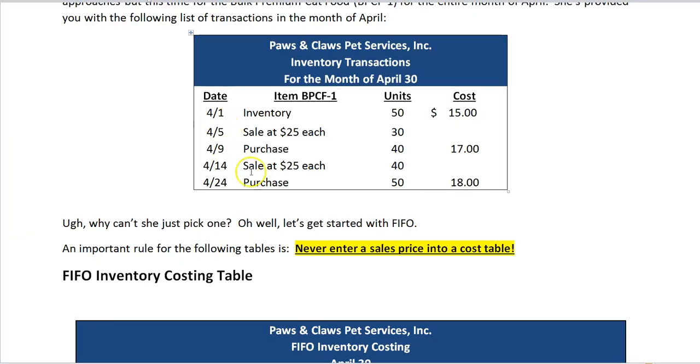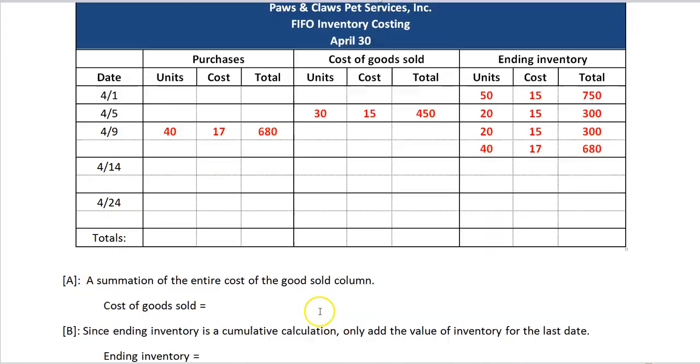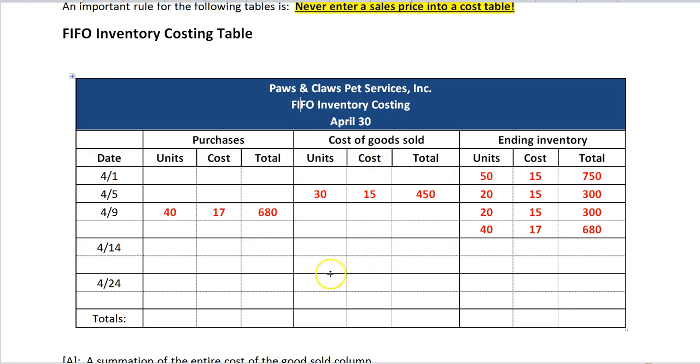Alright, where are we? The 14th. We sell units, 40 units. Again, don't even bring this number in your mind. We sell them at 25, that's sure, but we're not going to enter 25 in our table. We sell 40 units. We're under FIFO. That may become relevant. We're going to sell 40 units.